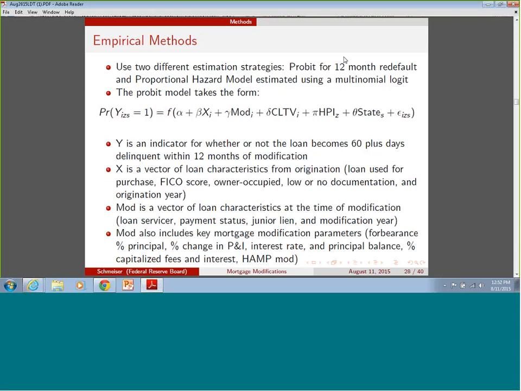So we're just going to estimate this probability model where the probability of a loan becoming 60-plus days delinquent within 12 months of modification is a function of loan characteristics from origination, for example, whether it was a purchase loan, their FICO score at origination, and so on. Also, a vector of the loan characteristics at the time of the modification.